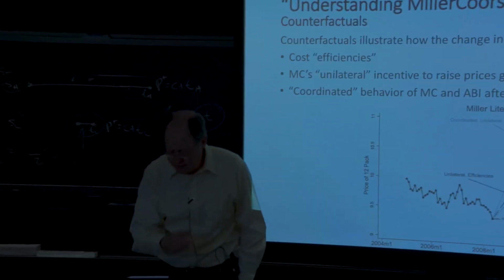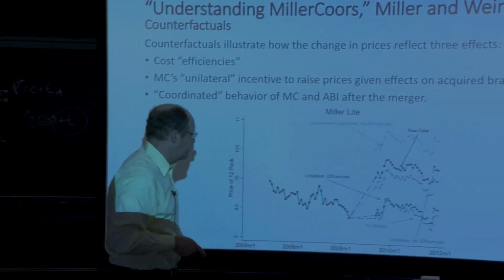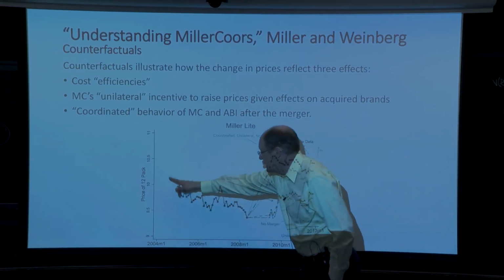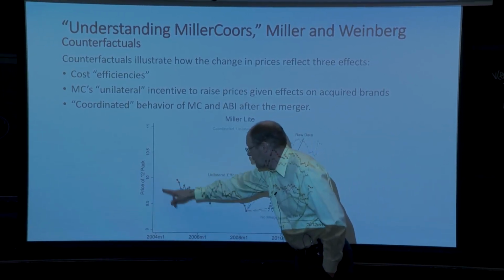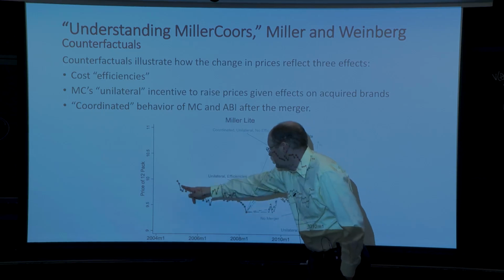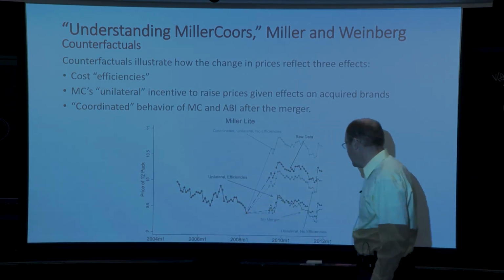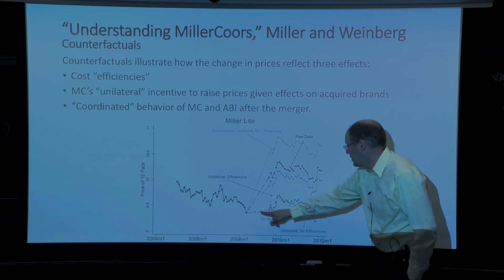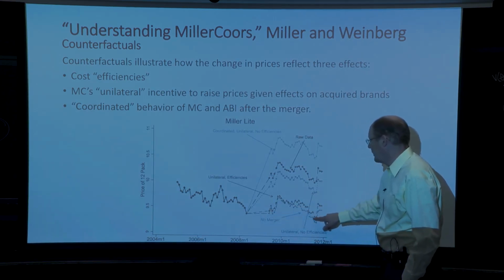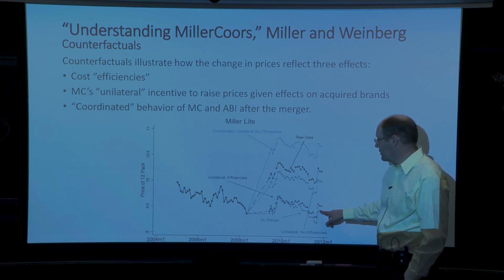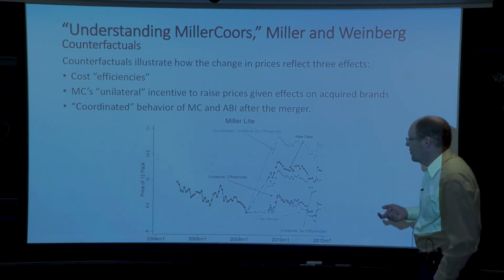And here's the counterfactual. So this is what beer prices of 12 packs were like, $9 or whatever, before the merger. So we have this long-term trend of declining prices of 12 packs of cheap beer. They think absent the merger, it would have continued along this path with some rises and falls. I don't know if that's due to costs. But then we have three things happening.